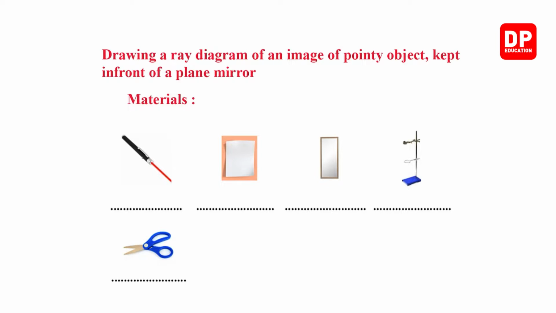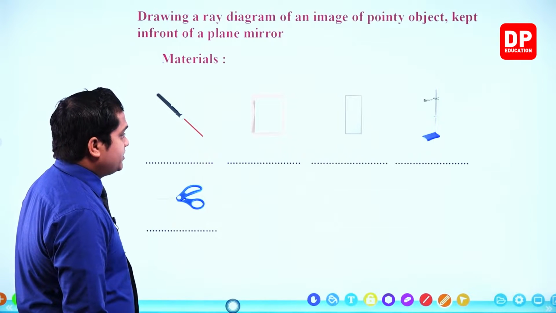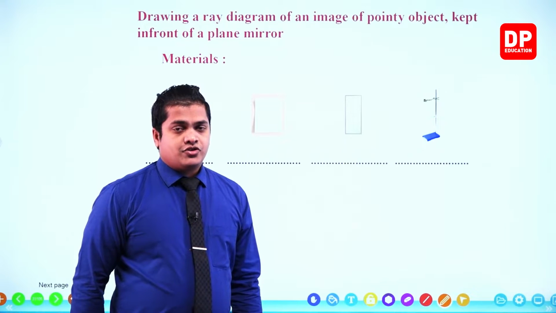So here also we are going to further investigate the images formed by plane mirrors. Here also we are going to carry out a certain experiment. We are going to draw the ray diagram of an image of a point object, that means a point, kept in front of a plane mirror. So we are going to place a point object in front of a plane mirror, then observe the image.